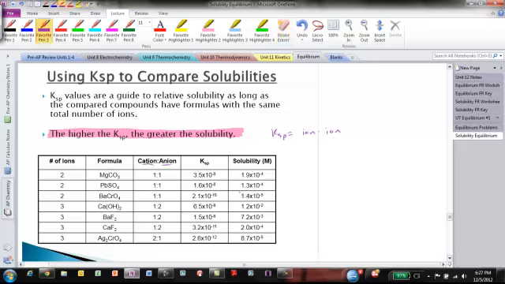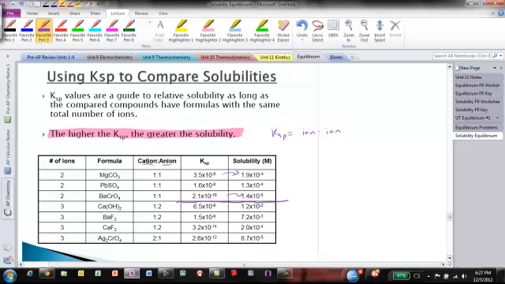And if you look at their solubilities, we're just going to compare apples to apples right now and use the 1-to-1s, the ones with 2 ions. The highest Ksp is sitting right here, and this is where you've got to get in your head: the smaller negative exponent is actually the larger number. So 3.5 times 10 to the negative 8 is much bigger than 2.1 times 10 to the negative 10. And if you look at their corresponding solubilities, 1.9 times 10 to the negative 4th is much bigger than 1.4 times 10 to the negative 5th. So the higher the Ksp, the greater the solubility.